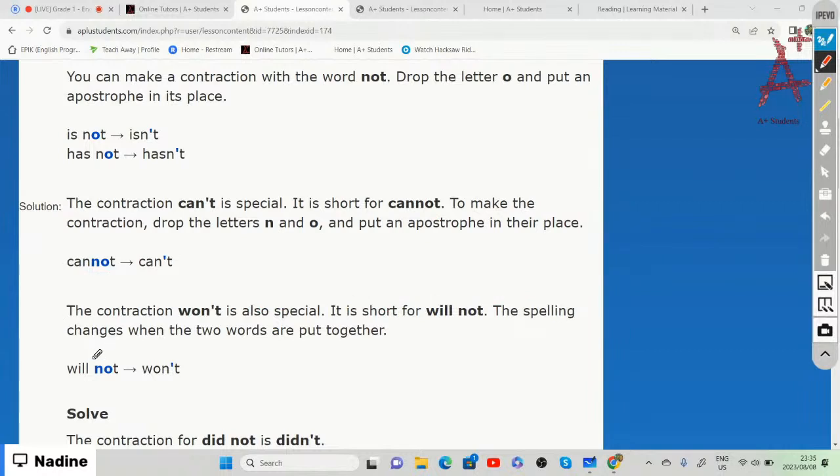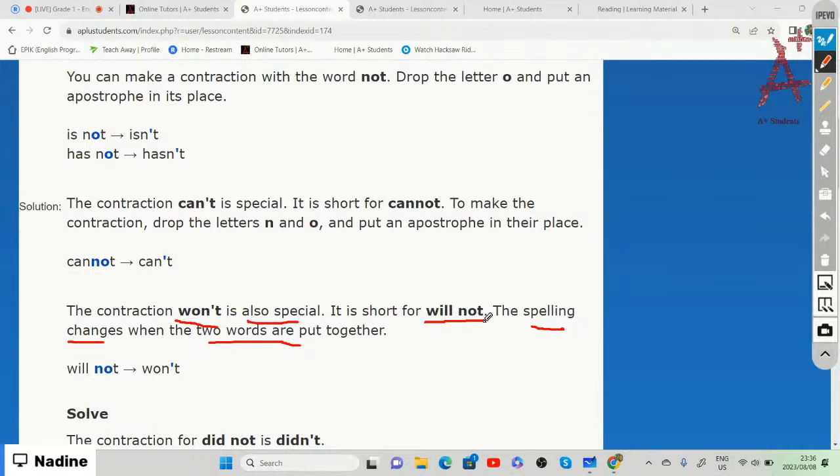All right, now we have won't, right? So the contraction won't is also special. So can't is special as well as won't is special, right? And won't is special because it is the short form for will not. So I will not, right? Which means that the spelling, as you can see, changes when the two words are put together. So as you can see, it says will not.